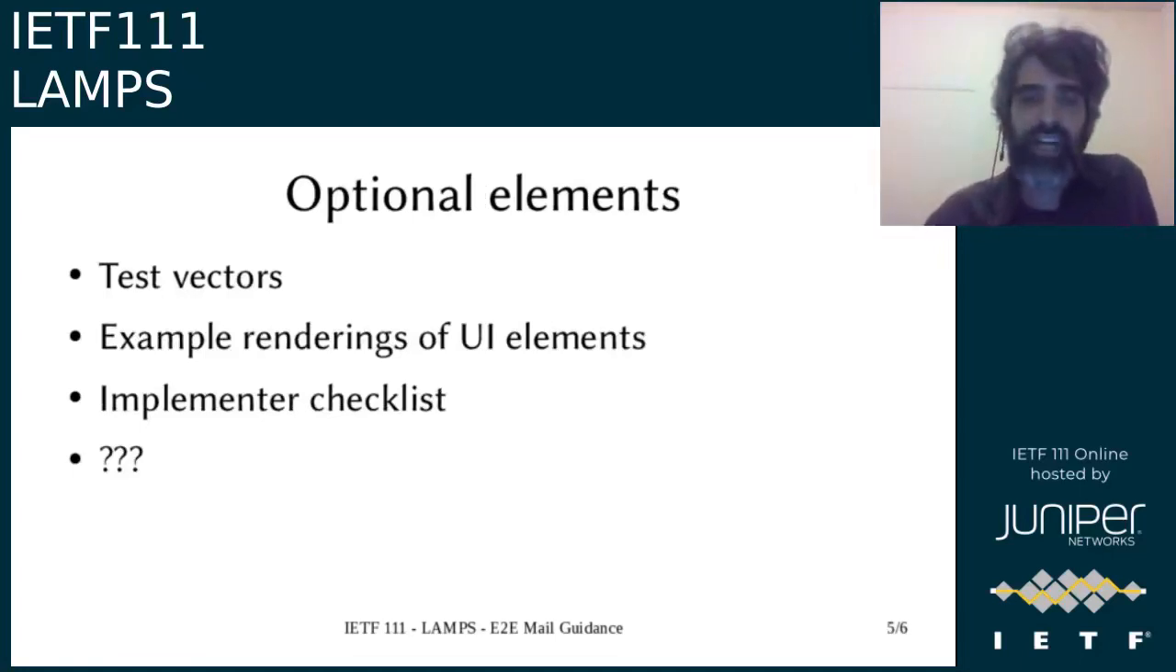So what this draft currently does not have is any test vectors, any renderings of user interface elements, or even a checklist of what implementers should work through. We could potentially add those things. I'm not sure that we need them. I think the textual guidance is the primary goal here. But if folks think that these other things are useful, I'd be happy to add them. Also, if folks want to propose them concretely or to propose other elements, please go for it.